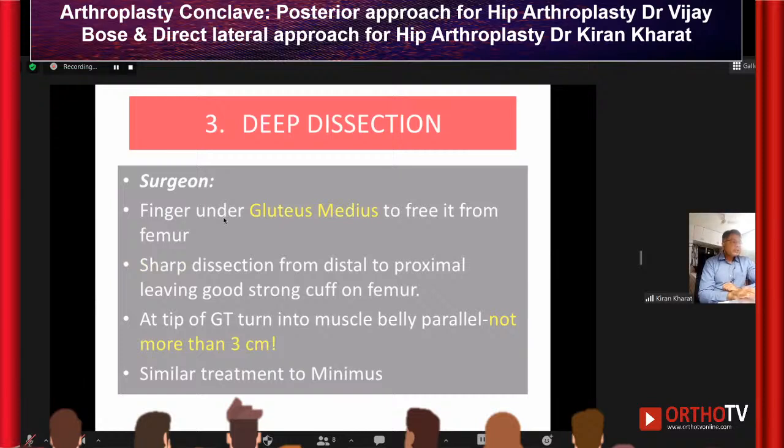Then you come to the deep dissection. And at this stage, I put a finger under the gluteus medius to free it from the undersurface of the capsule, and then start the dissection from distal to proximal, making sure a good strong cuff is left on either side of the gluteus medius. And then instead of going up superiorly, where the superior gluteal nerve can get damaged, it is important to turn the incision into the muscle belly, and not more than 3 to 5 centimeters is required.